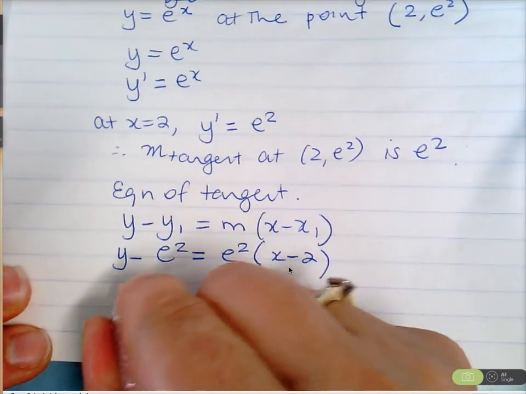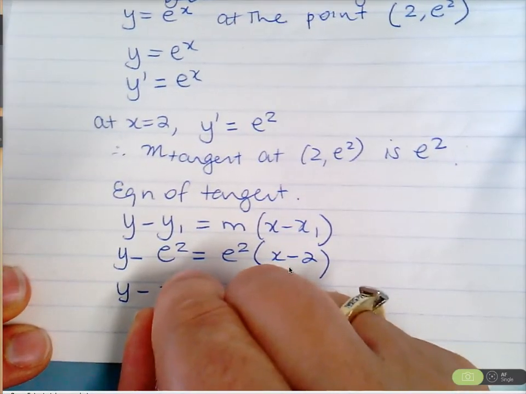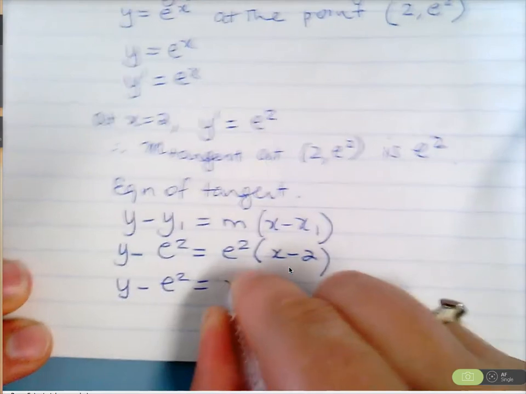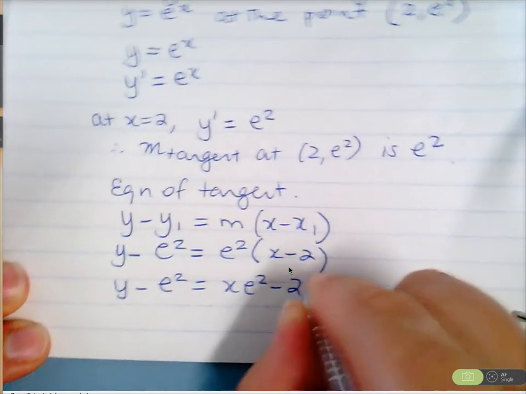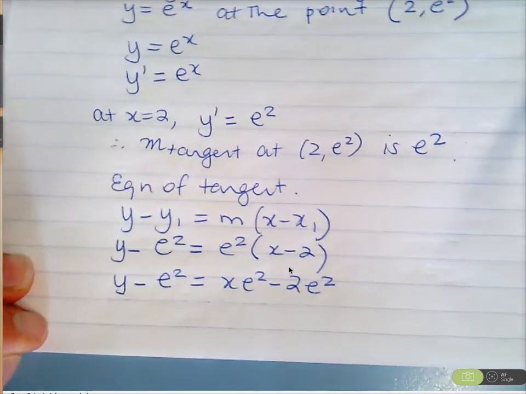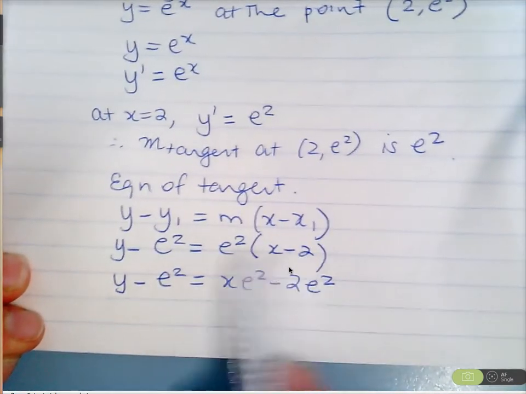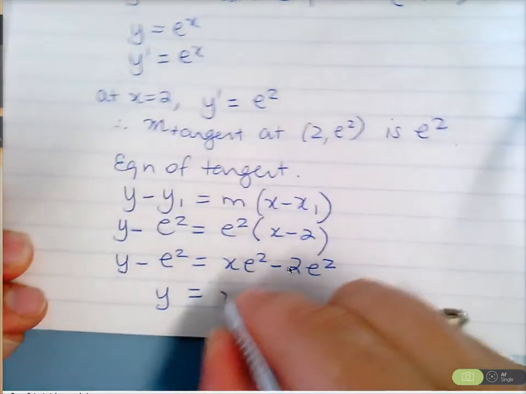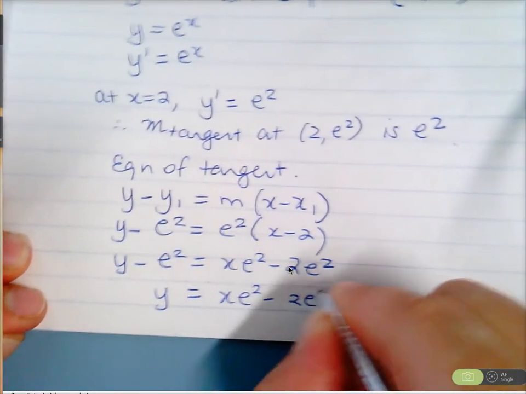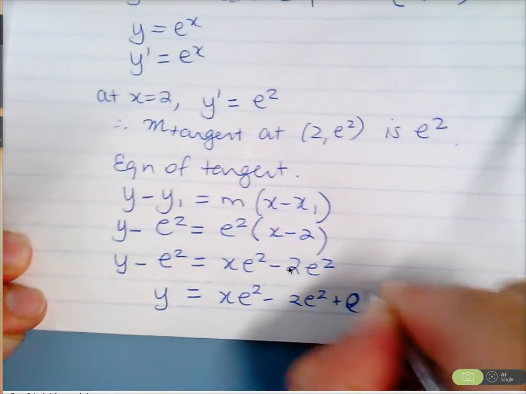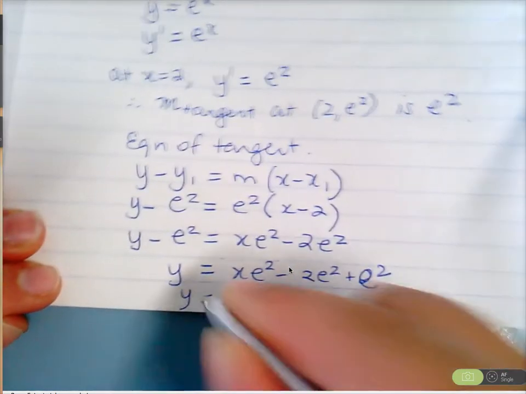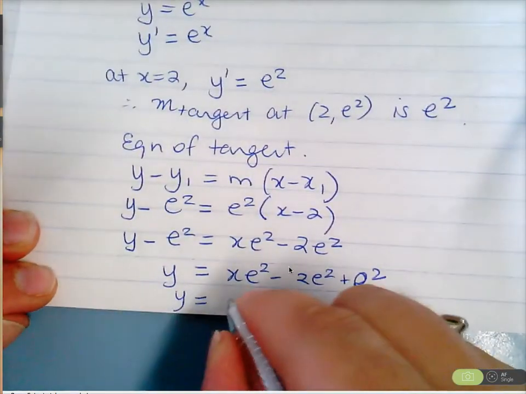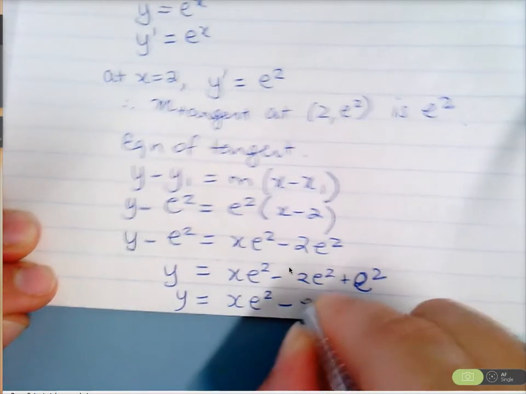Now expand and collect like terms if we can. y minus e squared equals x e squared minus 2e squared. See, because you've got like terms. x e squared minus 2e squared, take the minus e squared over, and you get plus e squared. Whoops. And then you get y equals x e squared minus e squared.